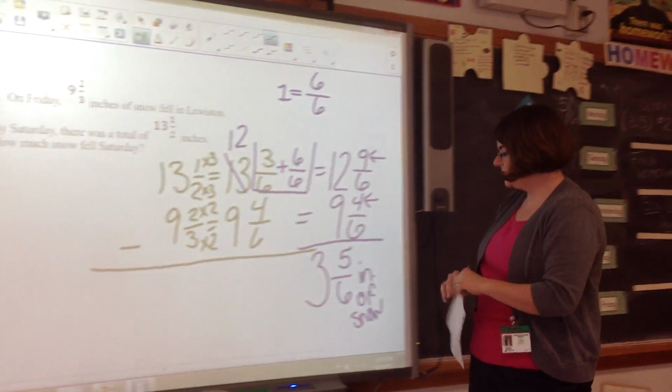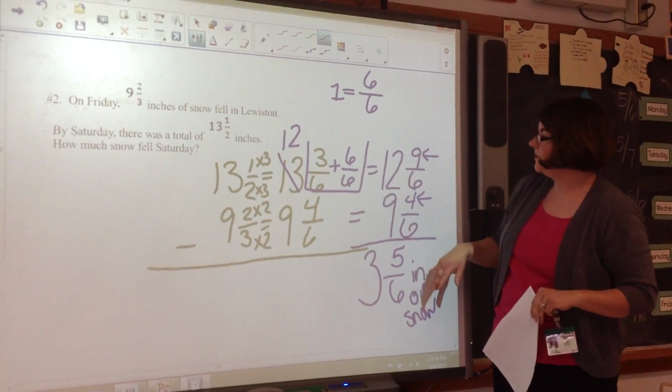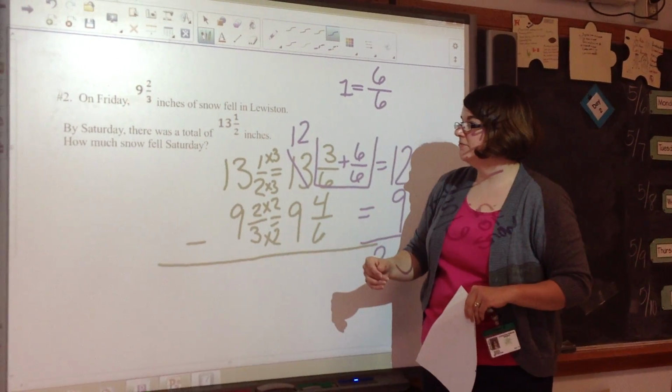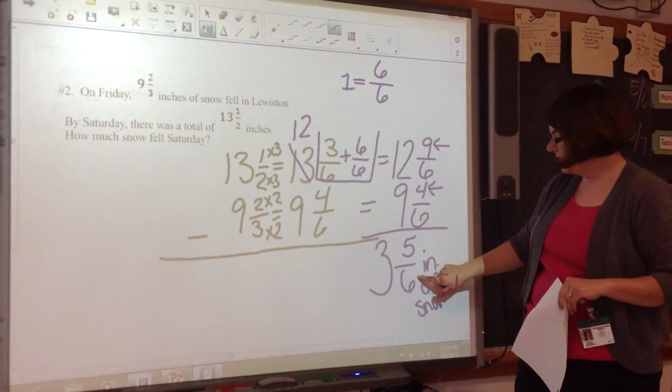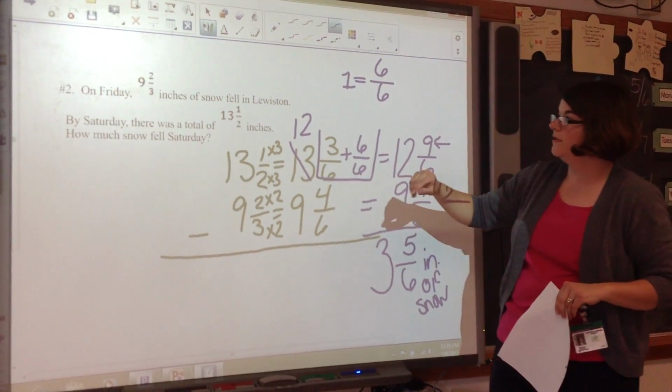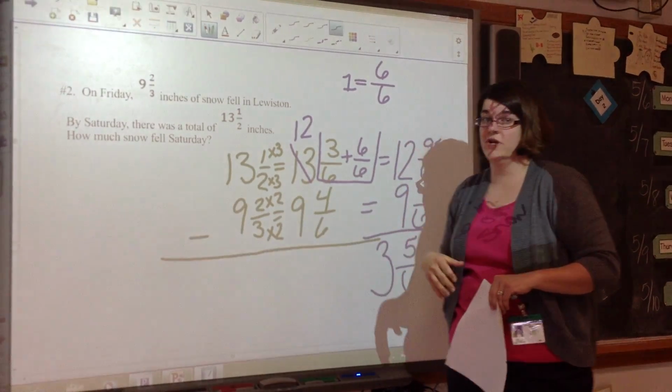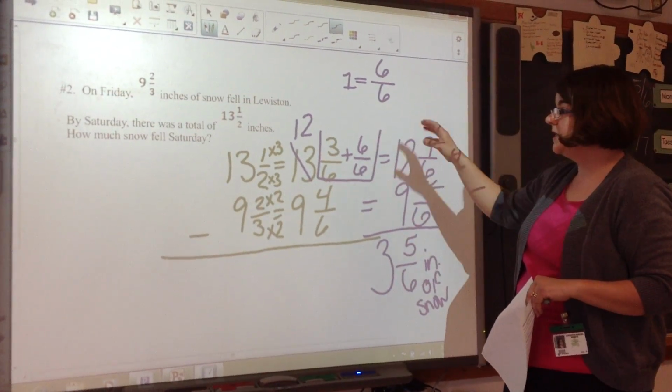Okay, so there you have it. This was the snowfall on Saturday, because if 9 2/3 fell on Friday, if we then added it to this, we would end up with the total, which is 13 1/2. So that's another way to check your answer after you're done. Add the two numbers together to get what you started with.